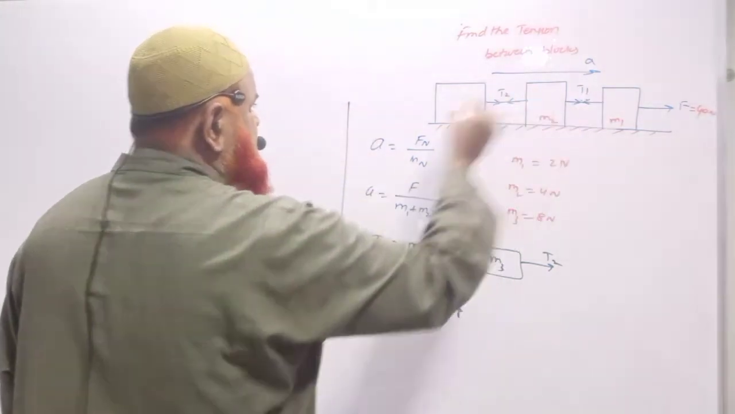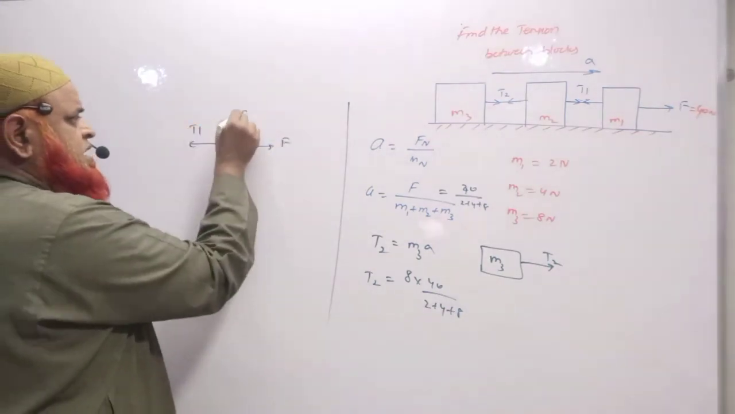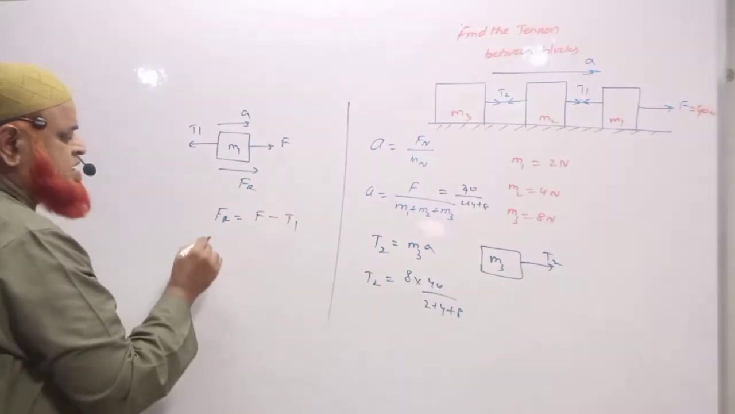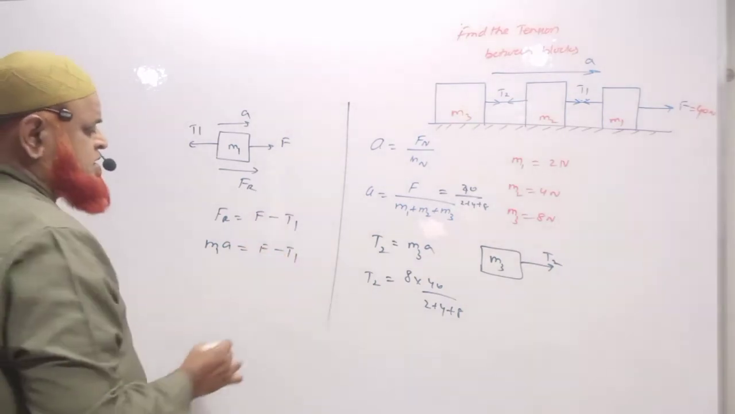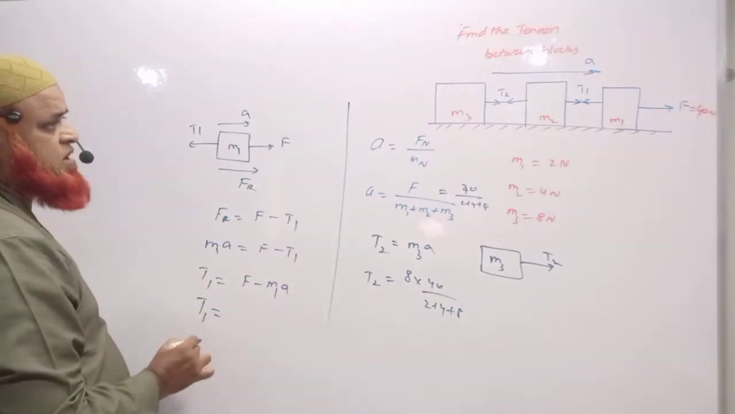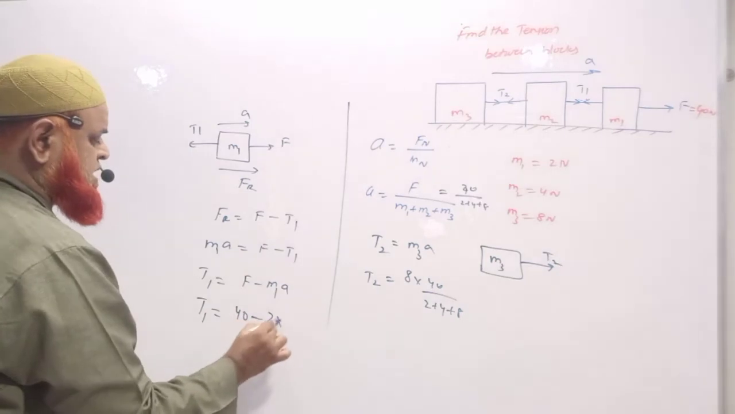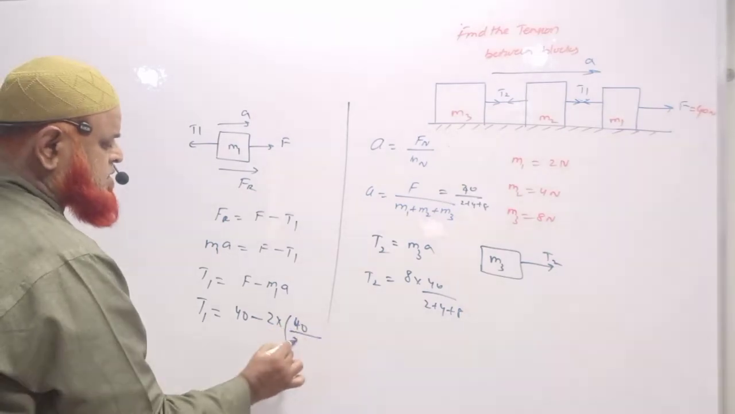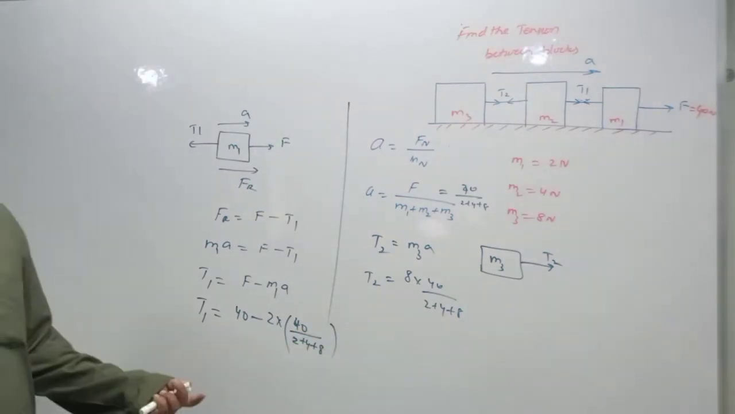Next, to find out tension T1, what you have to do? Just take only one block, which is of mass M1. Right side force, left side tension T1, acceleration right side, resultant force right side. The resultant force is equal to F minus T1. And the resultant force is M1 into A, so M1 into A is equal to F minus T1, okay? He is asking us to find out T1, no? Can you write T1 as F minus M1 into A? So it's very simple to find out T1 now. F is 40. And what is M1? Given M1 is 2. And how much acceleration will we be getting? 40 by 2 plus 4 plus 8. Understood? So you get the tensions also.